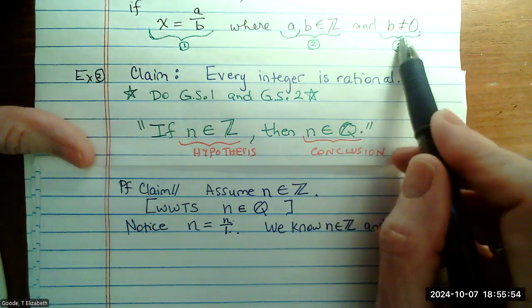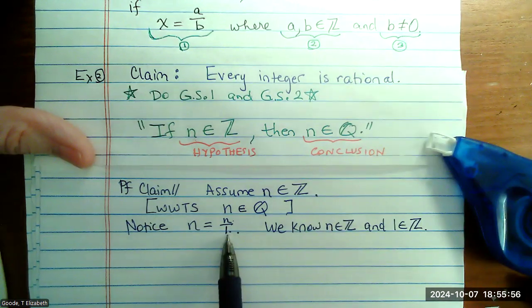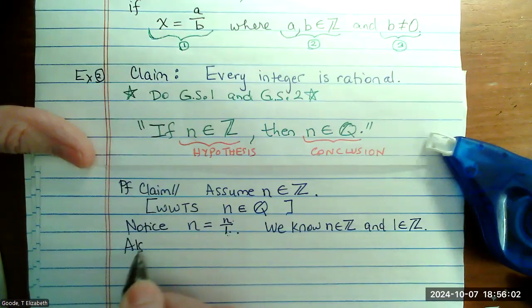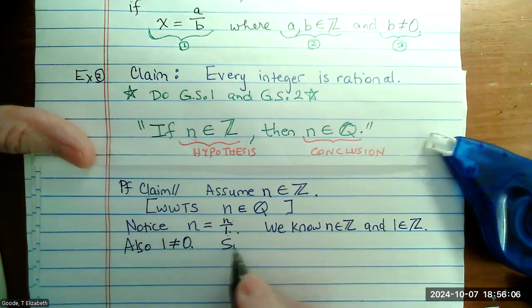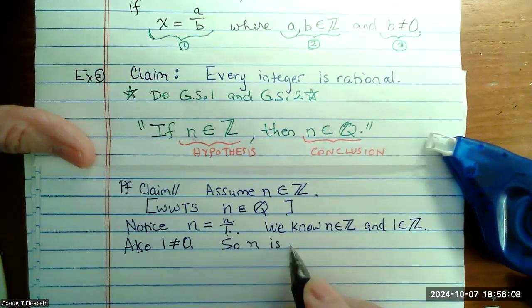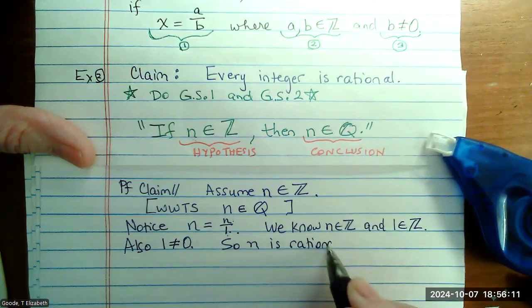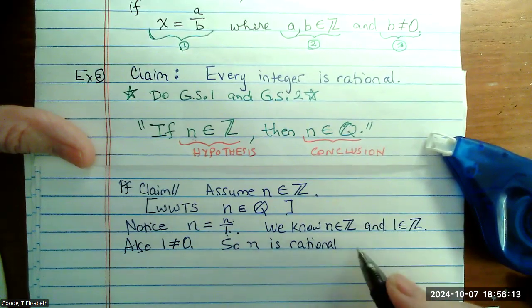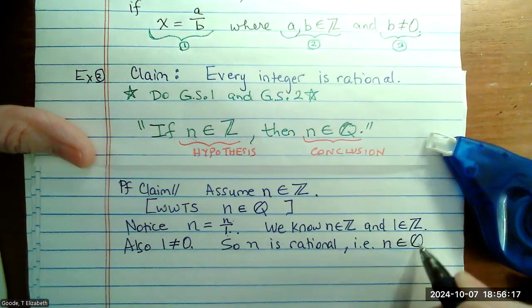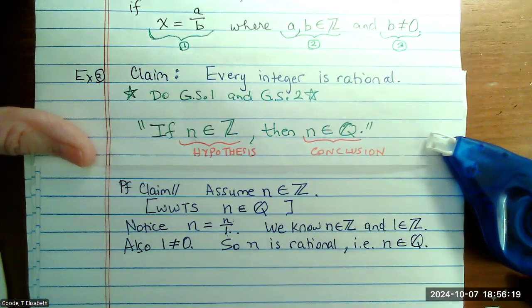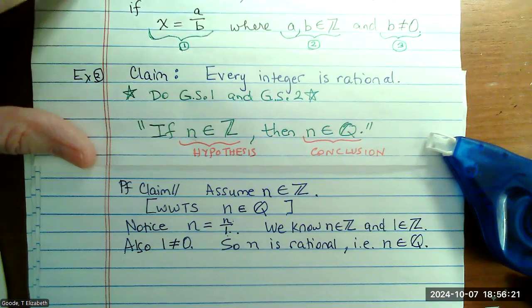Finally, we need to verify that the denominator, which is 1, isn't 0. You can just say that, right? Also, 1 is not equal to 0. So n is rational by the definition of rational. Or you could say i.e. n is an element of Q. Super simple, not a lot going on there.